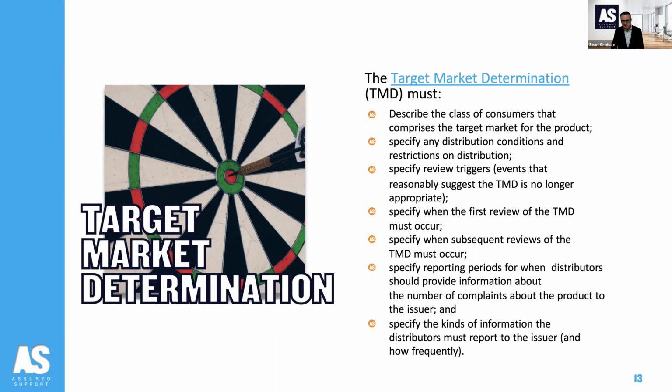types of issues? The TMD also has to say when it's going to be reviewed, because from your perspective, you need to know, well, this is going to expire at the end of the year. So by January next year, I need to get a new TMD, because I can't recommend or distribute a product unless there's a current TMD. So those dates are really important, in particular because you've got a statutory obligation to report complaints to the issuer within 10 days of the end of the review cycle. So you need to know when those review cycles end and when they occur.